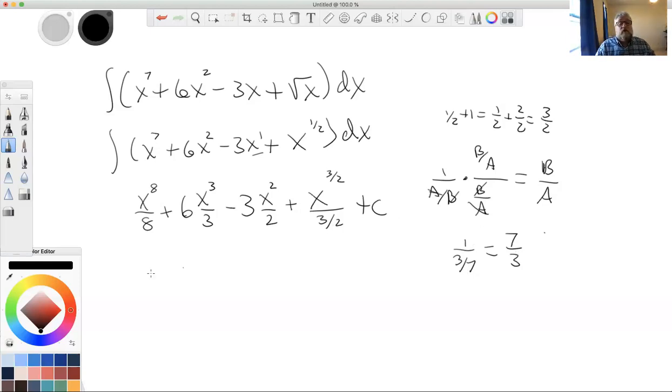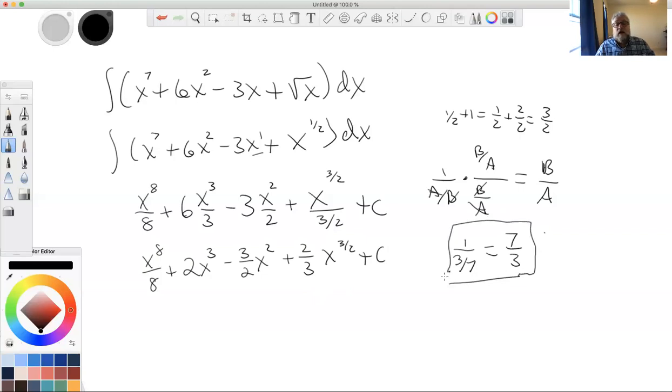So this thing, when we simplify this, x to the 8th over 8 plus, let's see, 6 over 3 is 2. 3 over 2 we can't do anything about. But this 3 over 2 is going to become a 2/3. This is going to be done a lot. So get used to it. We're going to do that a ton. Okay. I'm looking at other things in the homework.